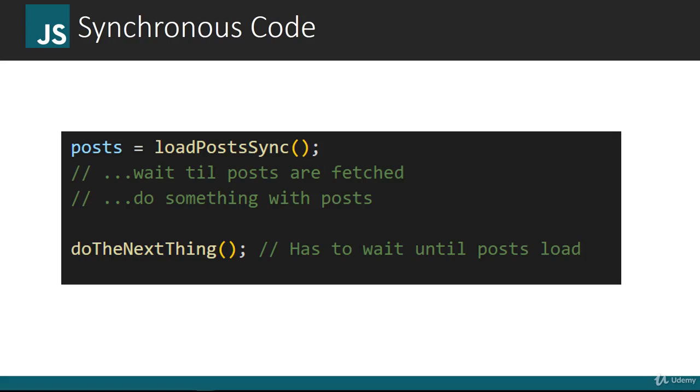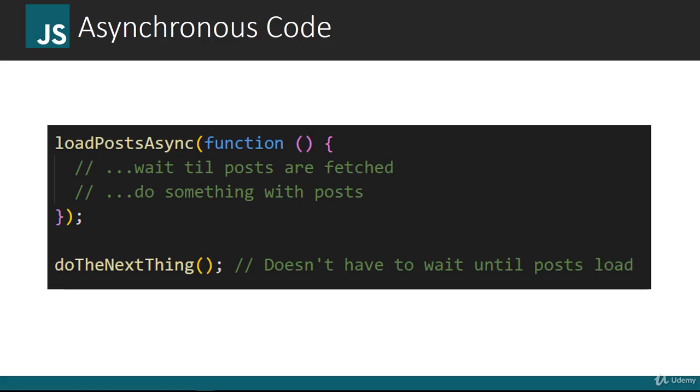Now in this way of writing this code, we're going to have to wait until the posts are fetched and then do something with the posts, and then only after that's done can we move on to the do the next thing function. So this is what's called blocking code. It's going to block until the posts are fetched and loaded, which obviously slows things down.